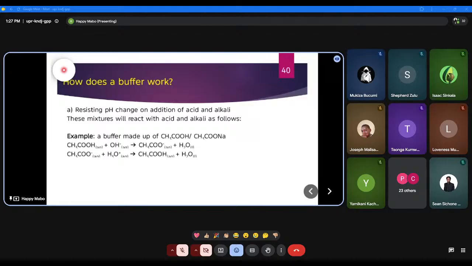So one of the labs that you'll be expected to do as first years would be to form buffer solutions, and then carry out experiments to try and see how buffers are able to resist changes in pH. So we've got digital pH meters that you'll be required to use, with which you'll be able to measure the pH in real time.